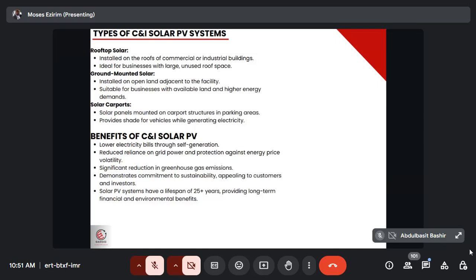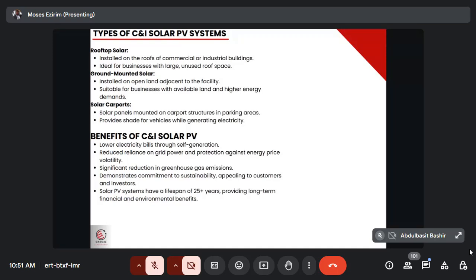Now, reduced reliance on grid power and protection against energy grid price. The reason why we often have grid collapse is simply because we have a lot of people connected to the grid. But if some organizations or some people are self-generating, the grid is more relaxed and we wouldn't have as many grid collapses. So that's another benefit of C&I. Significant reduction in greenhouse gas emission.